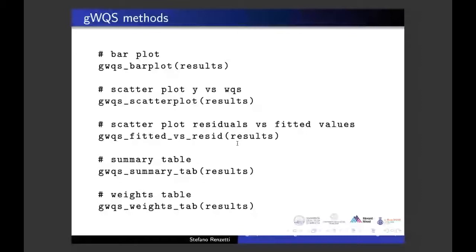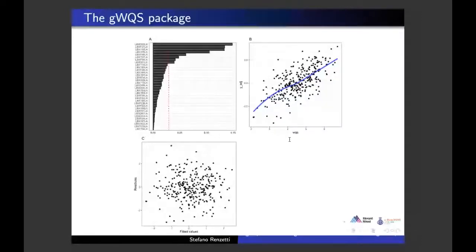plot a bar plot of the weights and a scatter plot, and a diagnostic plot of the residuals and fitted values. And here is an example of the plots that we can generate with these functions. The bar plot shows the weight values ranked from the highest to the lowest, with a pre-specified cutoff represented by the red dashed line, equal to the inverse of the number of elements in the mixture.